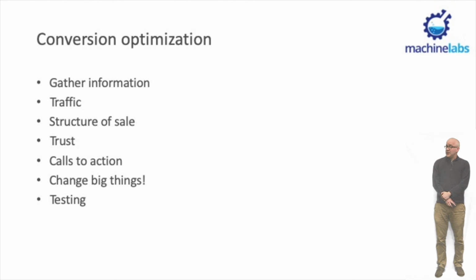Okay, so let's just have a quick run through the process. So start off by gathering information and develop a top 10 list of things to fix. Think carefully about traffic. Have you got traffic that will simply never convert? Think about whether you should move from a one-stage to two-stage sale if there's a high cost or a complex product. Think about trust. Make sure you've got big, clear calls to action.